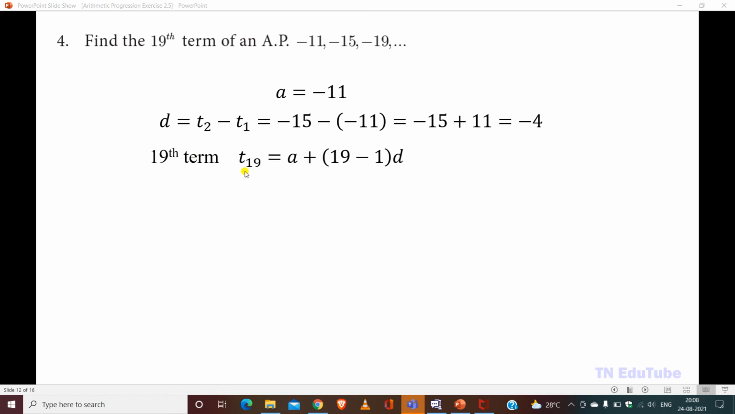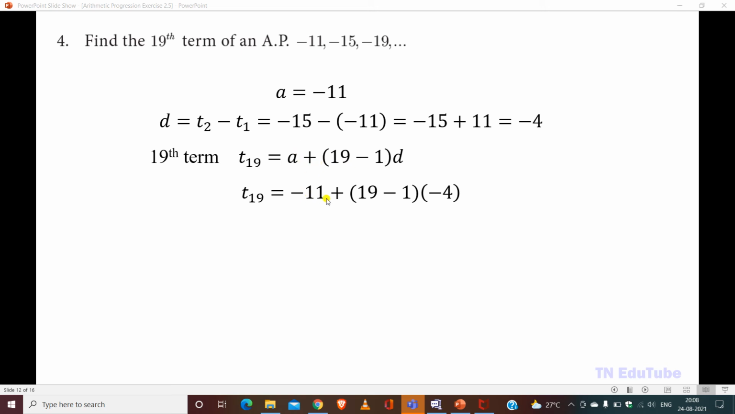We know the 19th term. Tn is equal to A plus n minus 1 into D. So the 19th term is A plus 19 minus 1 into D. Substitute the values of A and D.